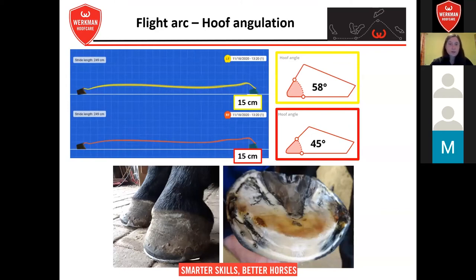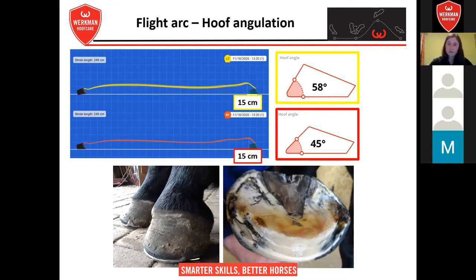And although we created such a severe angle difference between left and right hoof, the horse has still the same flight arc in shape and in height. So this horse compensates everything. And this is a very, very interesting case.